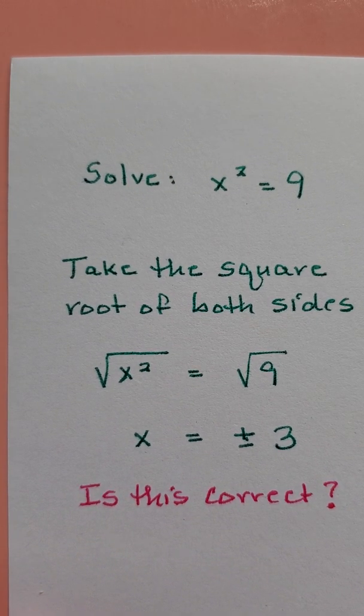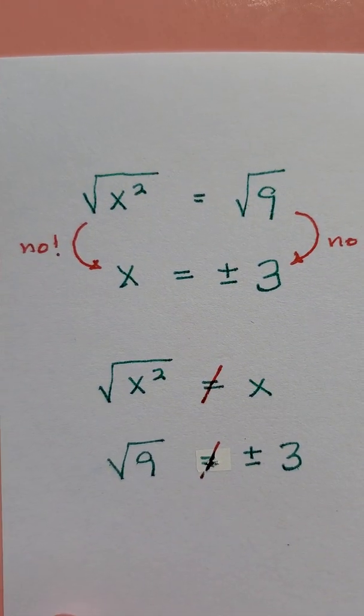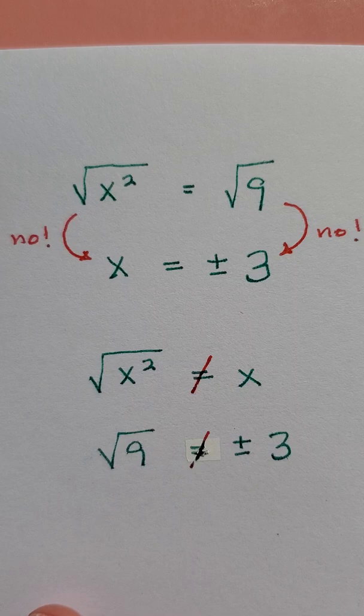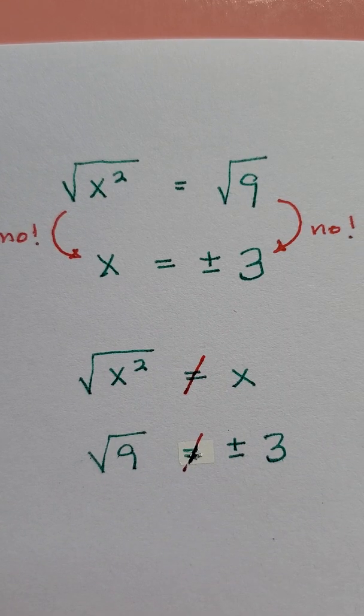Let's take a look at it a little more carefully. So when we solve the equation this way, we get the correct answers, but neither side of the equation is correct. So the square root of x squared is actually not equal to x, and the square root of 9 is actually not equal to plus or minus 3.